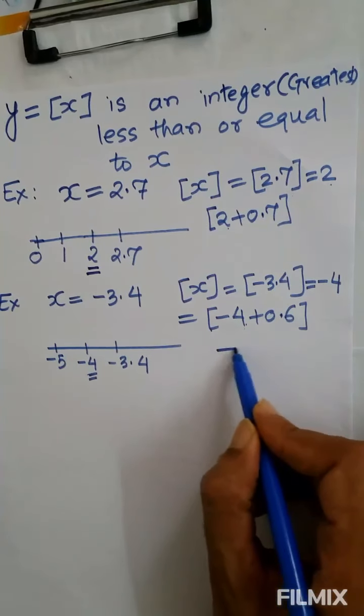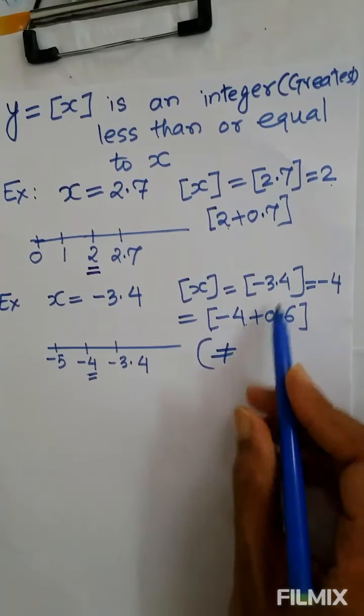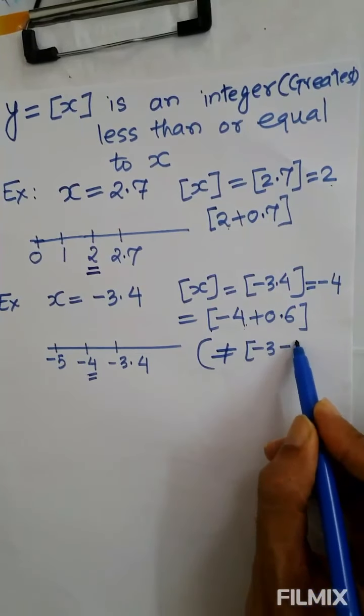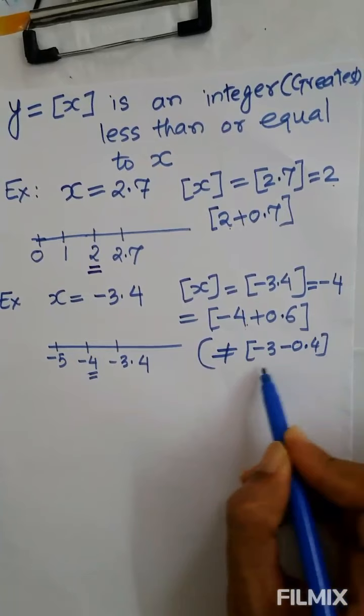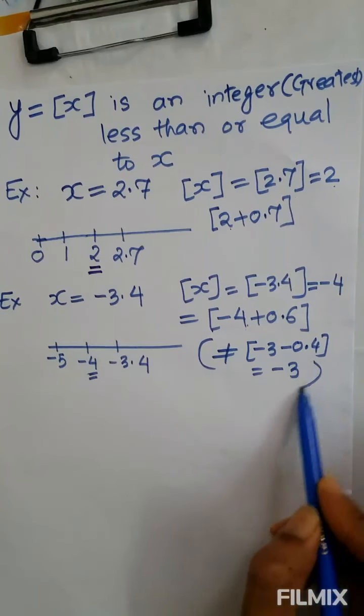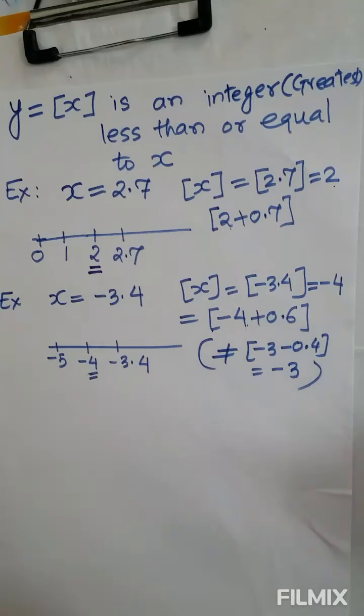It should be noted here that this is not equal to minus 3. We cannot write it like this: minus 3 minus 0.4, equal to minus 3. Why? Because the fractional part is always defined to be a positive number.